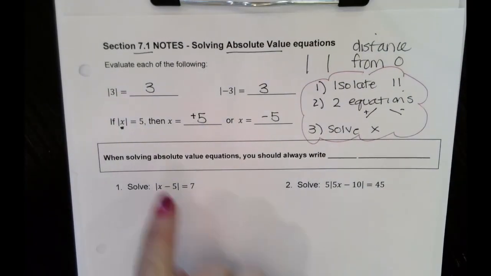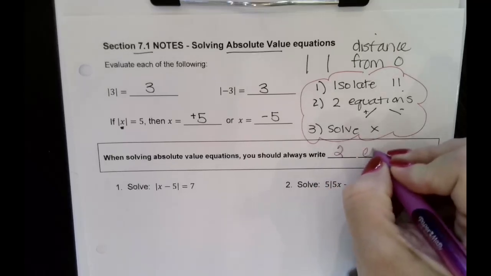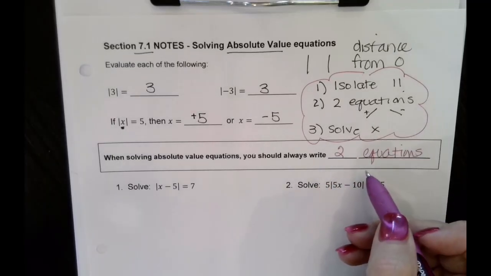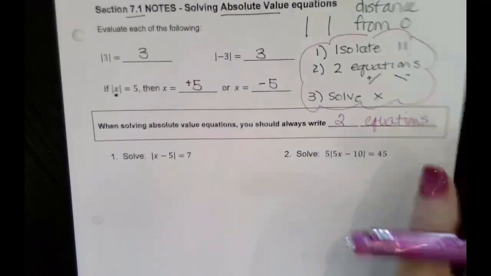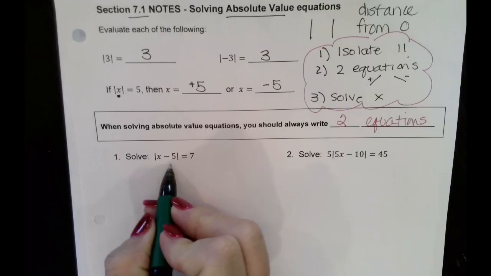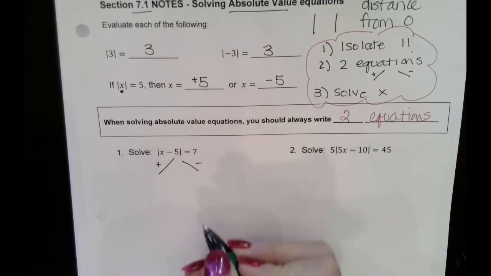And so what this says is when solving absolute value functions, you should always write two equations. That's what it comes down to. So you might have two answers for these. All right, so let's try this. Here's what it looks like. This is isolated. All I have over here is the absolute value bars. So because of that, I'm going to have one that's positive and one that's negative.